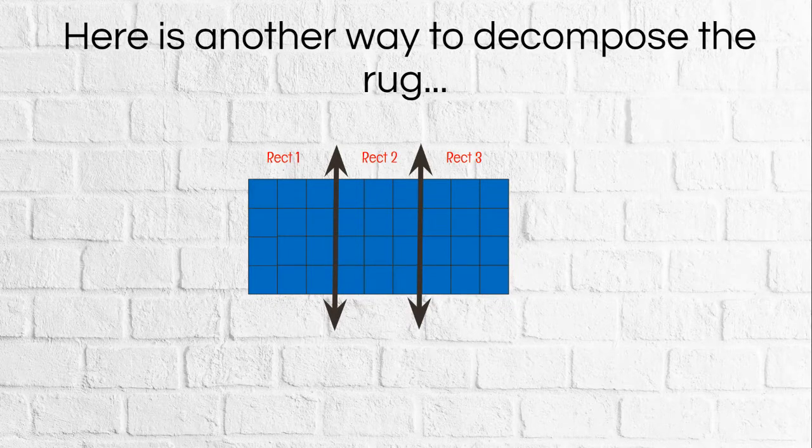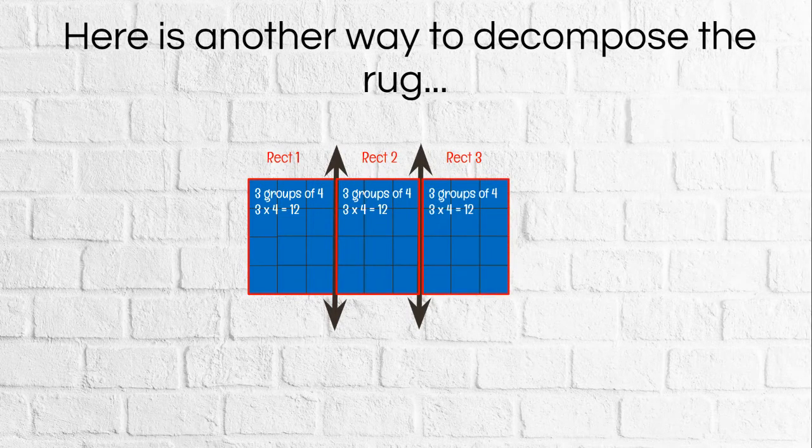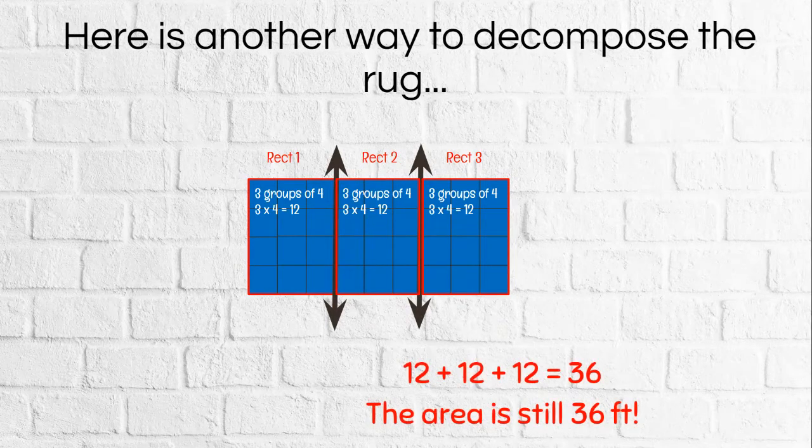Did any of my squares within the inside of my shape leave? Nope, they're all still there, but let's do the math just to make sure. Rectangle 1 now has 3 groups of 4. 3 times 4 equals 12. Rectangle 2 has 3 groups of 4, which gives us an area of 12. And rectangle 3 also has 3 groups of 4, giving us an area of 12. If I add these all up, 12 plus 12 plus 12, that gives me 36. The area is still 36 square feet.